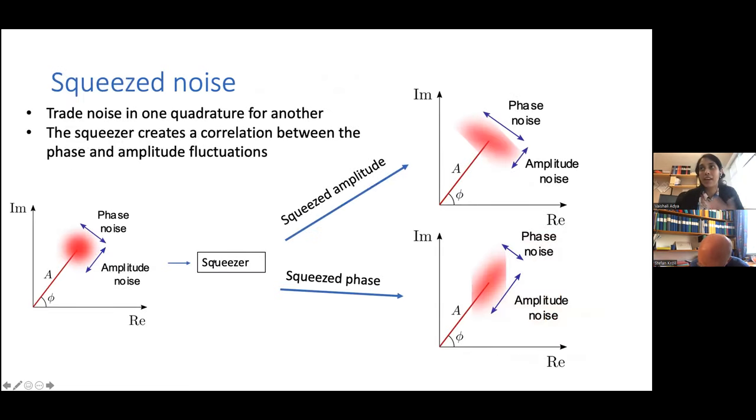So if you can buy for now this idea that you can generate these squeezed states of light using this component called the squeezer, and you can reduce the uncertainty in only phase or amplitude at one given time.